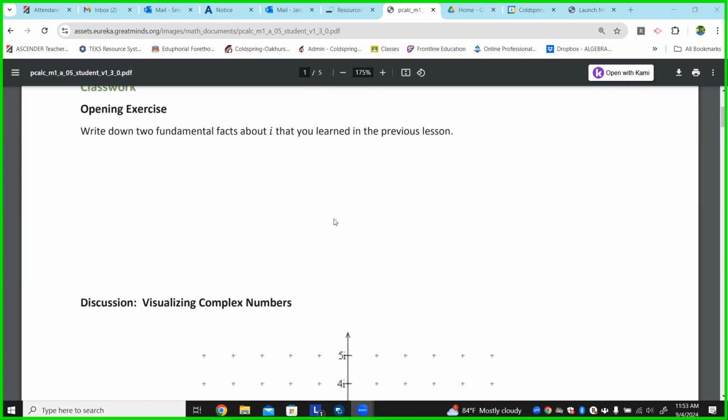You could have also written something along the lines of i squared equaled -1. Two imaginary numbers multiplied to an actual real number. But any fact like that would have been just fine. All right, so let's get into our spiral notes then.